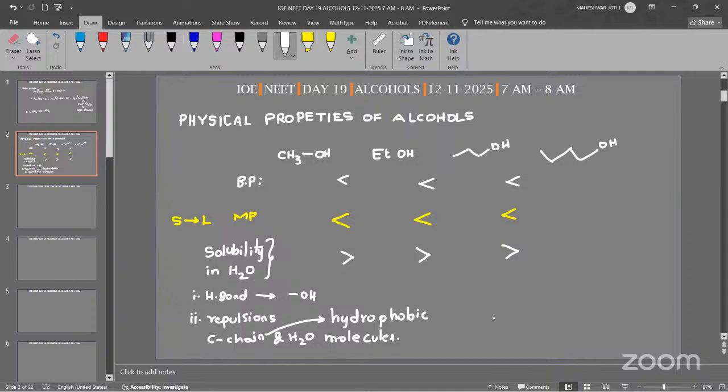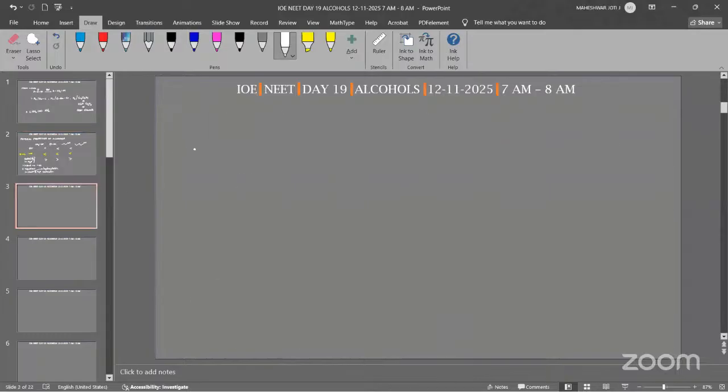Are all of you clear up to here? Now, let us take branching. Say, this is N-pentanol. Our common name is N-amyl alcohol.